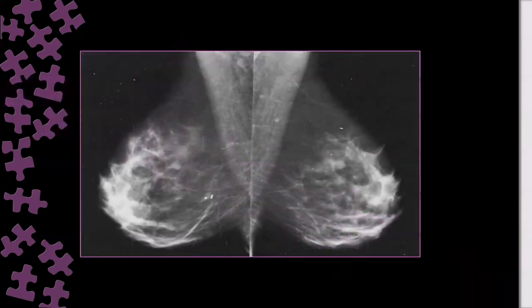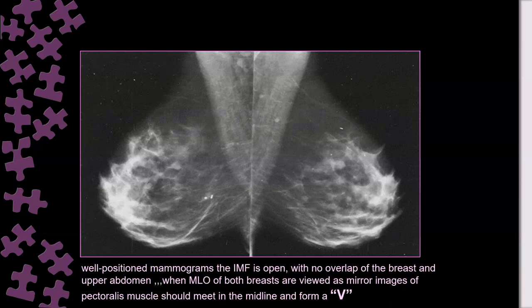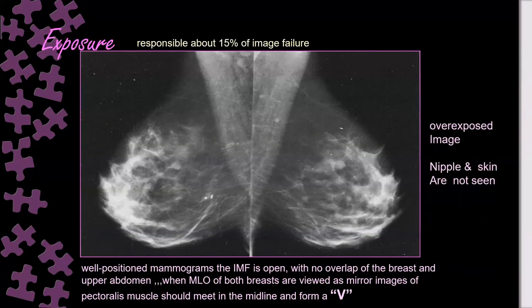Okay? So, what about this image? The failure is related to what? What do you think? Well positioned. The failure should be the exposure. Under or over? Overexposure. From the beginning, this is overexposure. Again, I could not see the skin, and it is the same as the previous example. I could not see the nipple or the skin, and it looks black. Look how black it is.